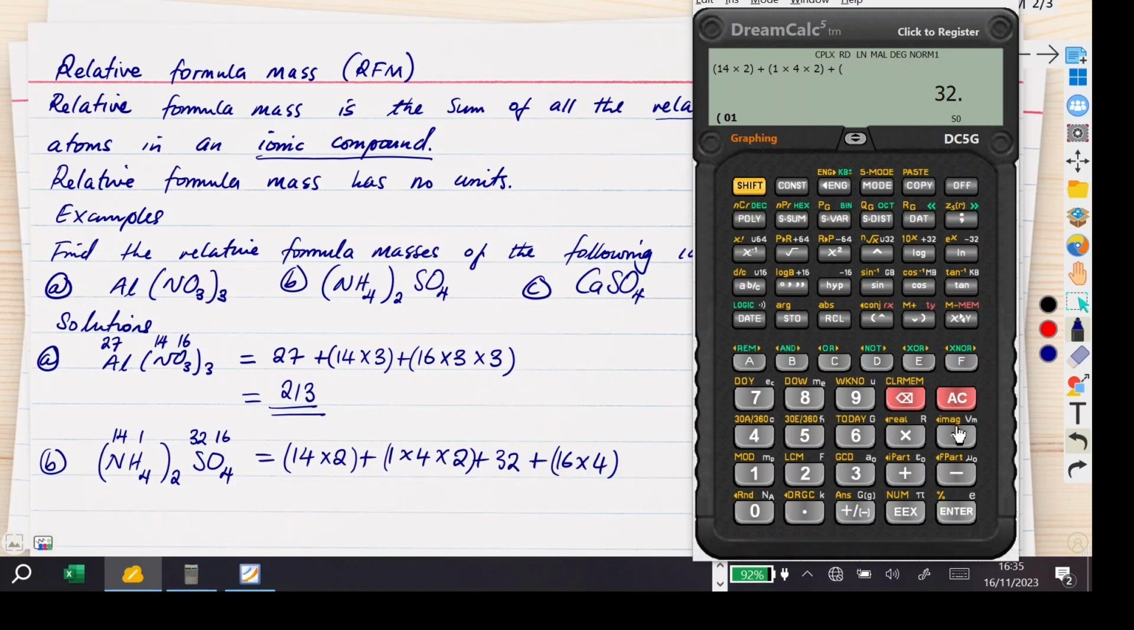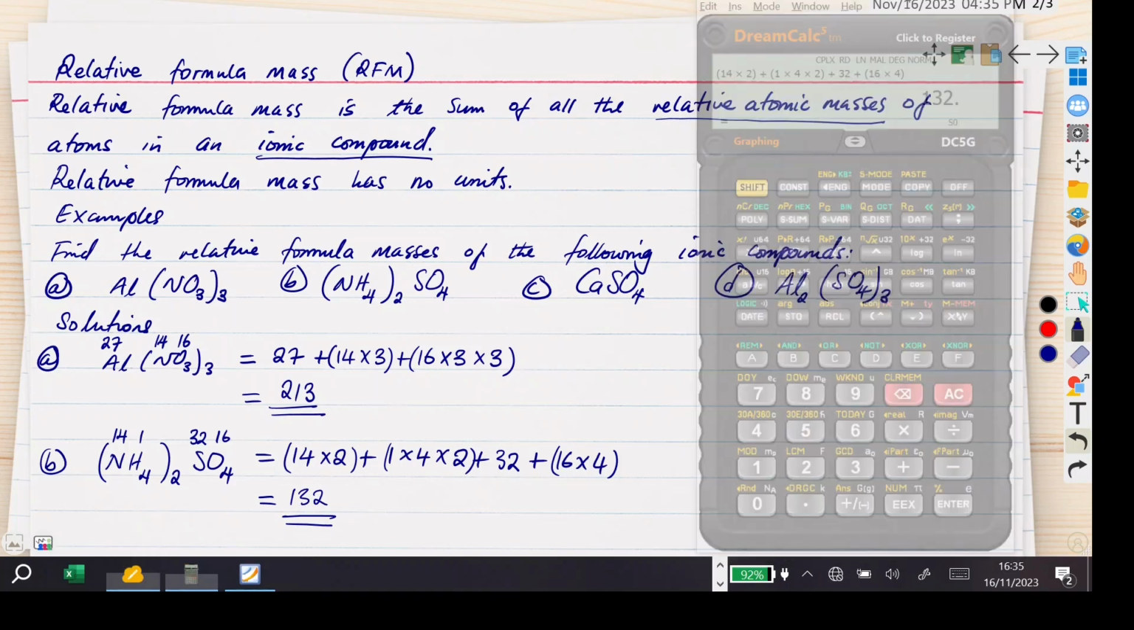Then this is the one which is in brackets. So you say 32, then plus, then open brackets, 16 times 4, close brackets. So 14 times 2 plus 1 times 4 times 2, close brackets, plus 32 there, plus 16 times 4, then say equals, then you find that your answer will be 132. So equals 132 as your answer there.